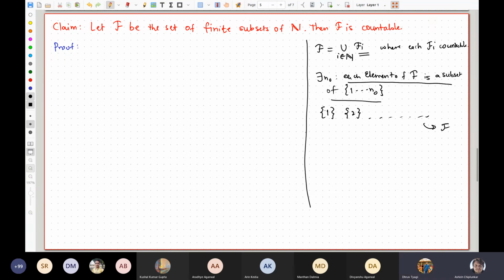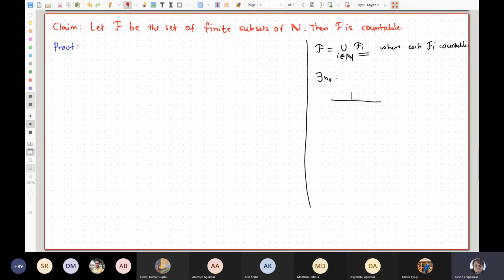No, sir. F is a set of subsets. Correct. If you take a subset, then its size will be less than n naught. I am asking. Okay, so you're talking about the size. I'm talking about the maximum element. Yeah. So we are essentially using the same idea, right? It's just a switch of quantifiers which is making the statement false, right? So let me just clarify this.